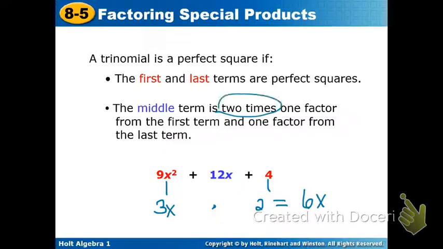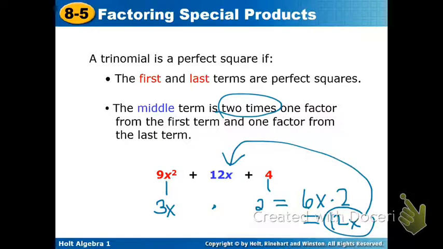And now we're going to double it, multiplying by 2. And what does that give me? 12x. Look at your middle term. Okay, so that's the pattern. If you have a trinomial where all these pieces fit, then you have a perfect square trinomial. Questions?